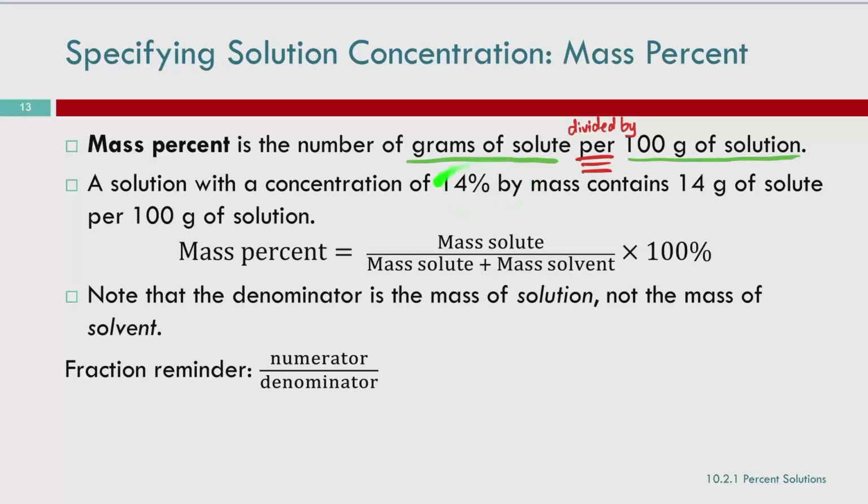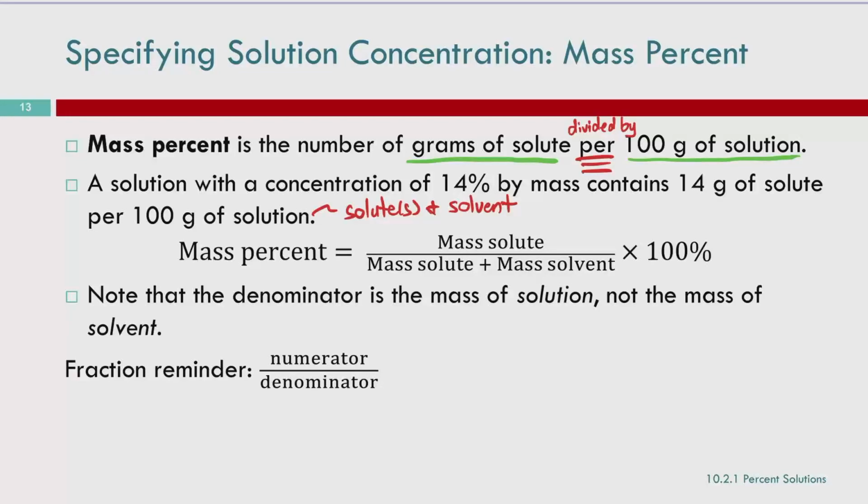A solution with a concentration of 14% by mass contains 14 grams of solute per 100 grams of solution. The solution is solute, possibly more than one solute, and solvent. The solvent is the majority component, or the liquid, and the solute or solutes are the minority component, or the not a liquid.